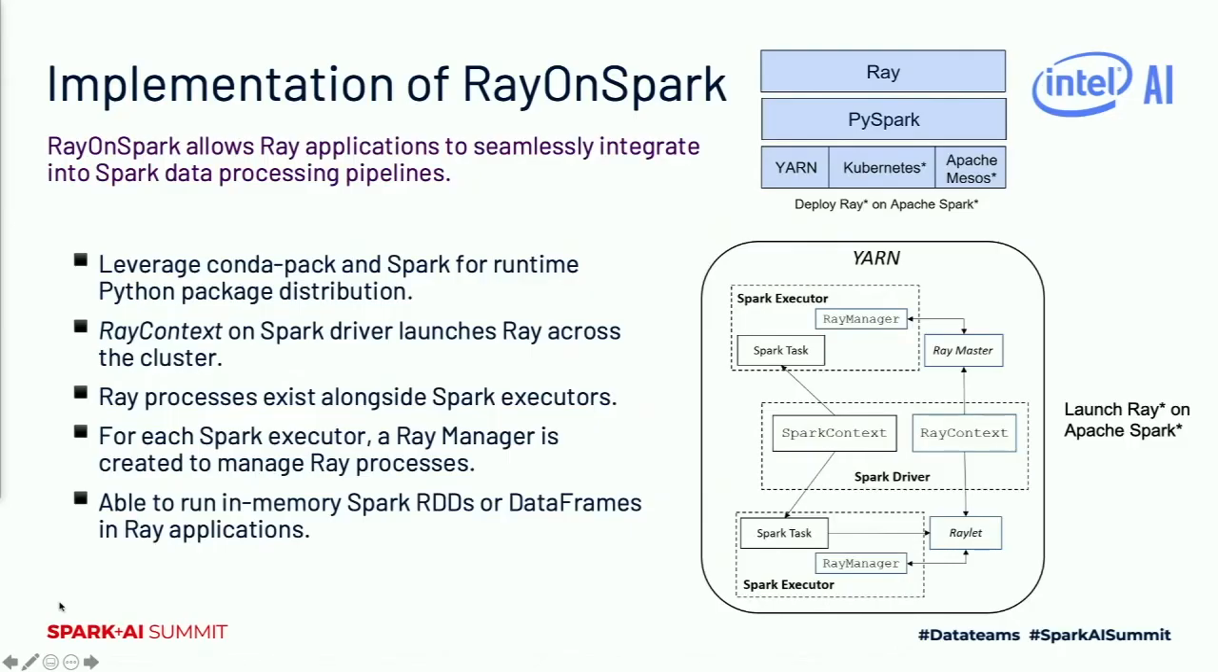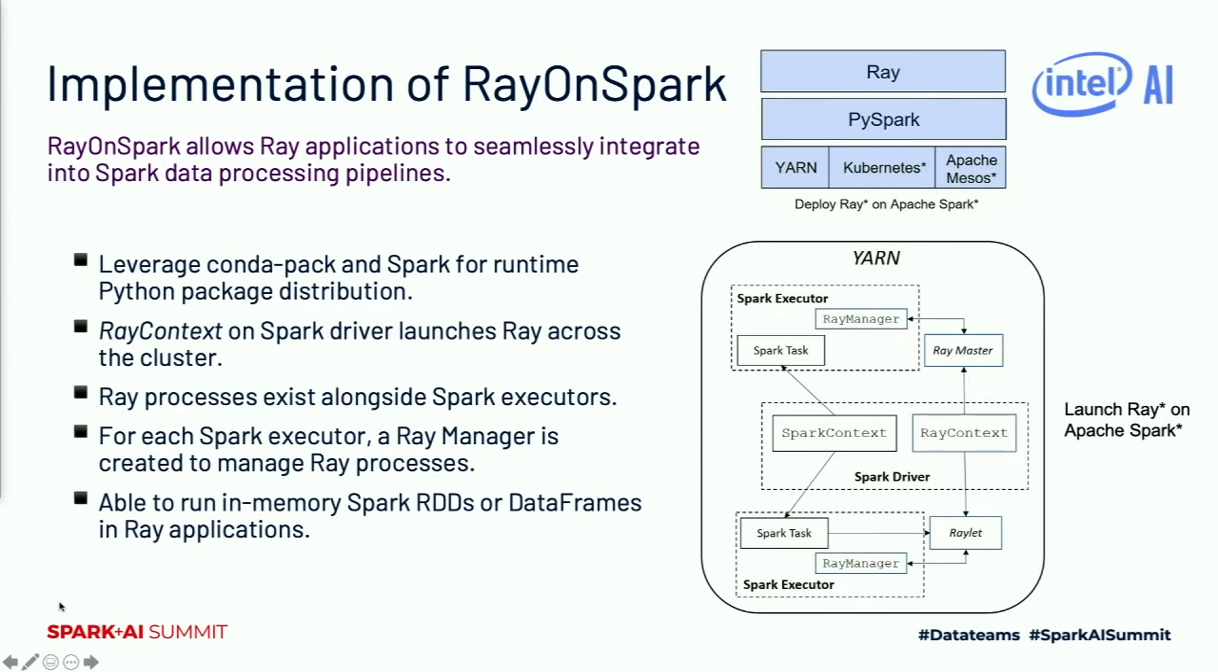First of all, for the environment preparation, we leverage Conda Pack and Yarn distributed cache to automatically package and distribute the Python dependencies across all the nodes in the cluster at runtime. And in this way, users do not need to pre-install the necessary dependencies on all nodes beforehand, and the cluster environment remains clean after the tasks finish.